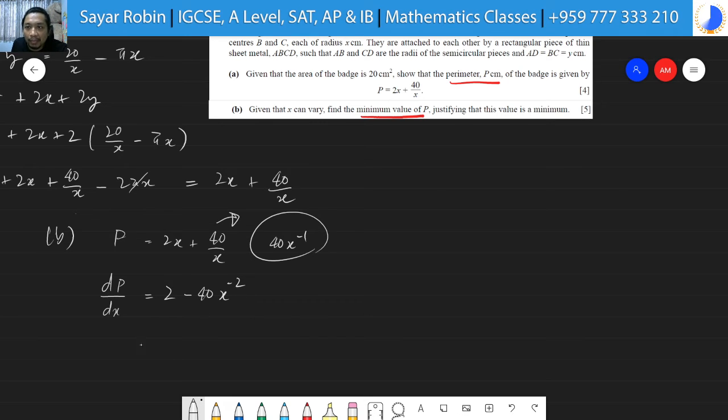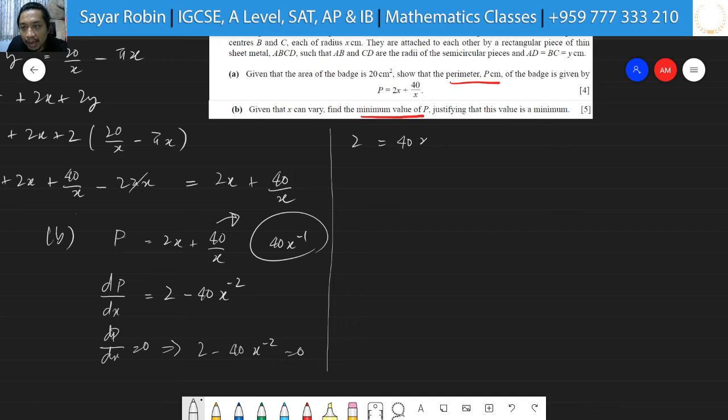After that, whether it is a maximum or minimum, the first derivative must be 0. Therefore, dP over dx equals 0 implies 2 minus 40x to the power negative 2 is equal to 0. Okay, I'm going to calculate here. 2 is equal to negative 40 becoming positive 40 on the right hand side, x to the power negative 2. Then 1 is equal to 20 over x to the power negative 2, which is positive 2 in the denominator, so x squared equals 20. x must be the square root of 20, so x is equal to 2 root 5.